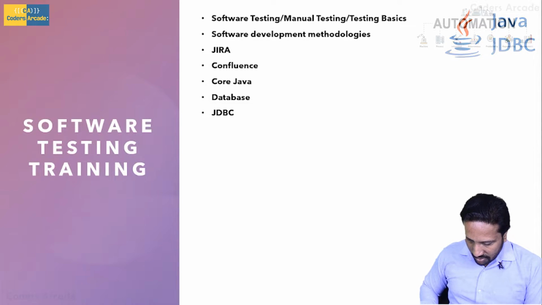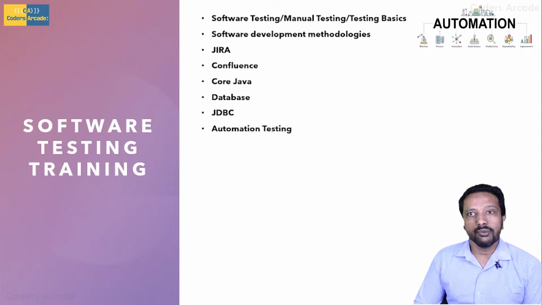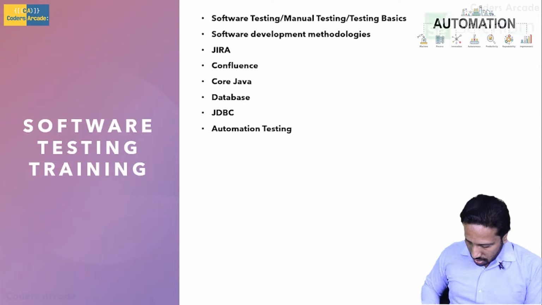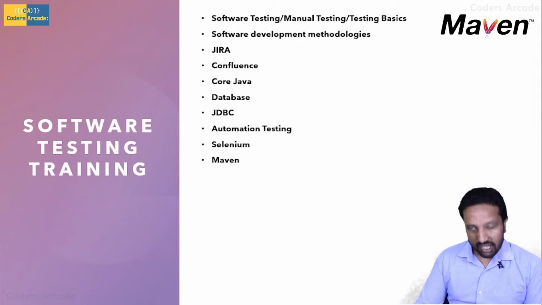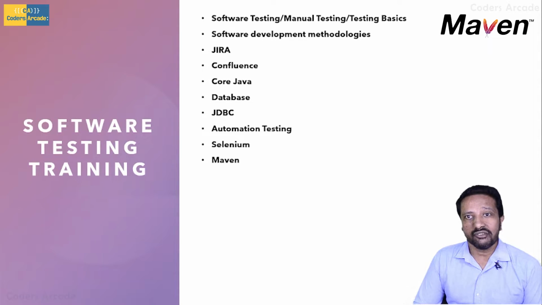Then we will be moving on to the main section, which is automation testing. We will be learning about how to automate web pages with the Selenium tool. So this is it. We will be learning automation using the Selenium framework or the Selenium tool. After learning about how to interact with web elements, how to write your own XPaths, we will be then moving on to Maven. So what is Maven?